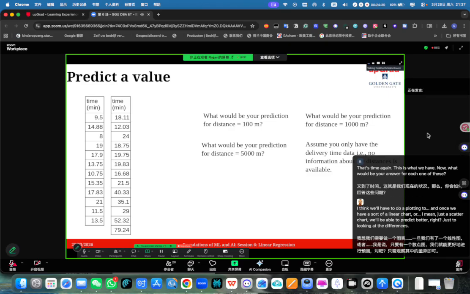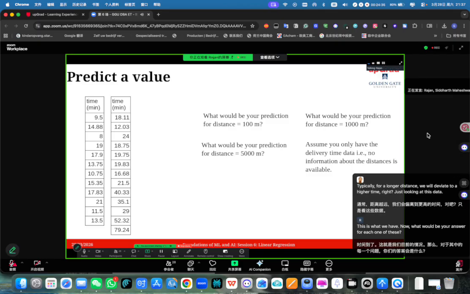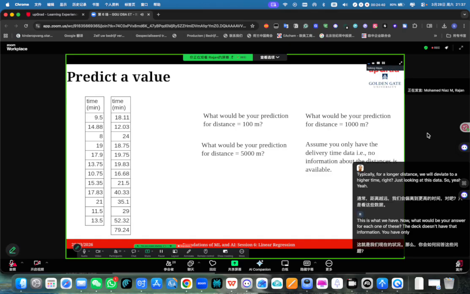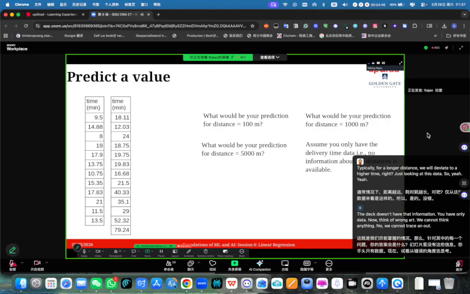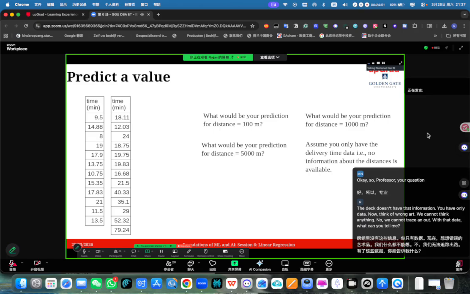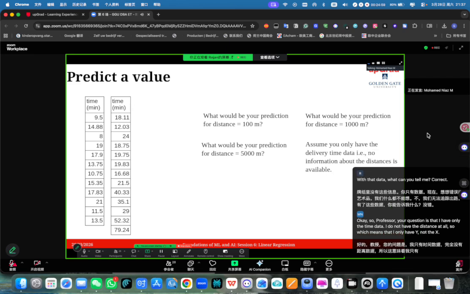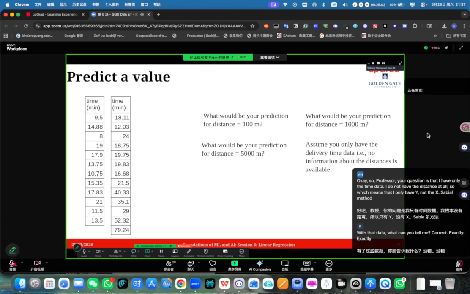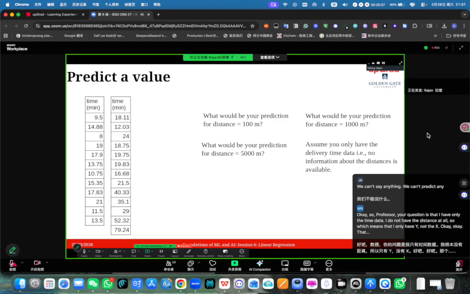Typically, for a longer distance, we will deviate to a higher time, right? Just looking at this data. The data doesn't have that information. You have only data. Now, think of robots. We cannot reason out. With the data, what can you tell me? Okay, so Professor, your question is that I have only the time data. I do not have the distance at all. So which means that I only have y, not the x. Exactly. We can't say anything. Can't predict any data. Correct.